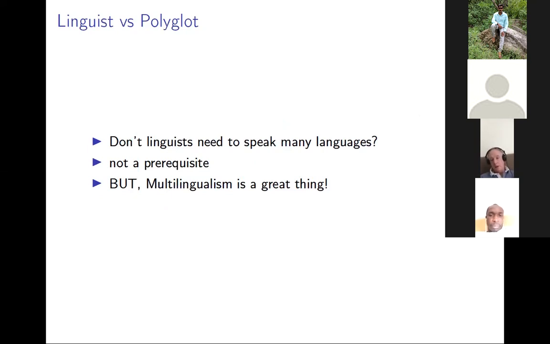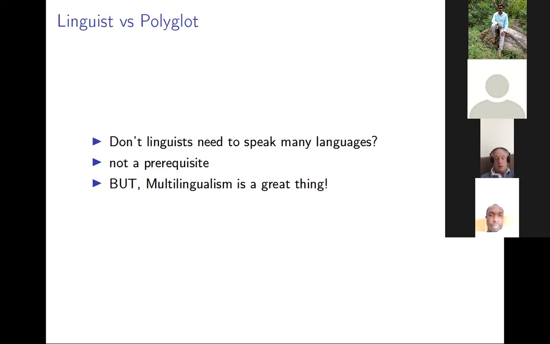So the third thing is again a very common misconception. This is the idea that linguists need to speak many languages. So this is again a great thing, and it is often the case that linguists speak more than one language fluently, but then it is not a prerequisite to be a linguist. A linguist is someone who observes the patterns in language and analyzes them. So we'll look more into the analytical tools that linguists use, but they don't need to learn more languages.